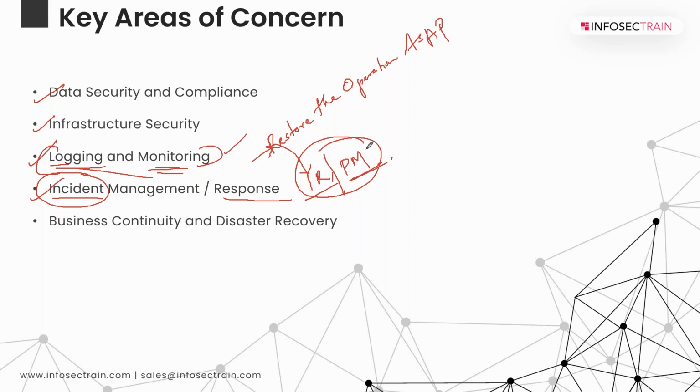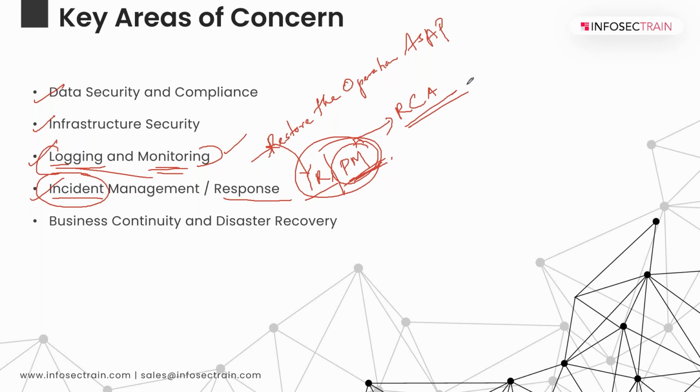And what is the primary goal of problem management? Identifying the root cause of it. The primary goal of problem management is to identify the root cause of it. Let me give you a simple example for this, team.